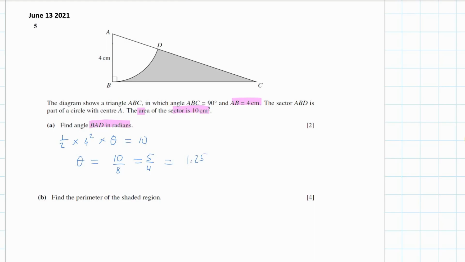Now that we know what this is here, we can find out BC. So BC is, we're going to use tan, so tan 1.25 equals opposite, the unknown, over the adjacent, which we do know. So BC is equal to 4 tan 1.25. And DC equals AC minus 4. So let's find AC.